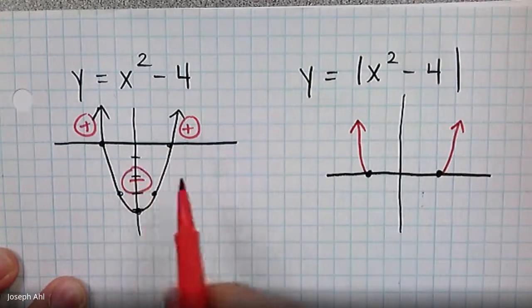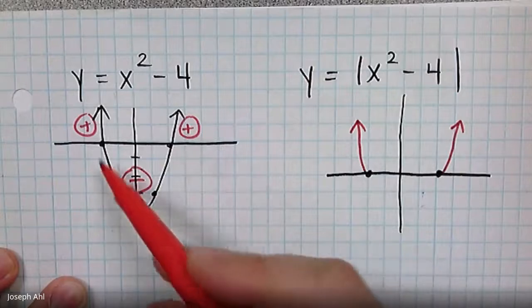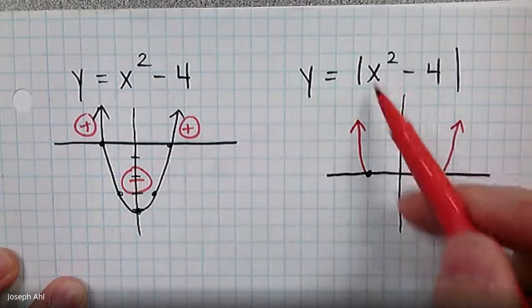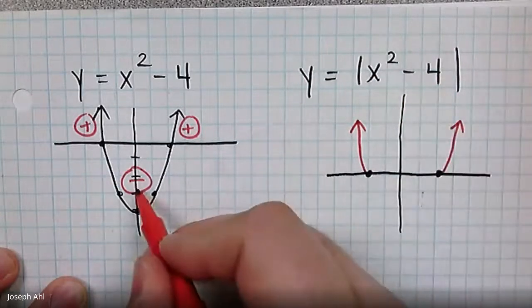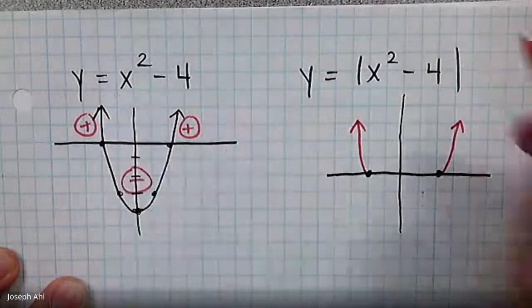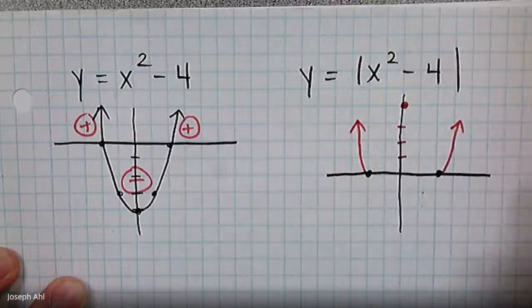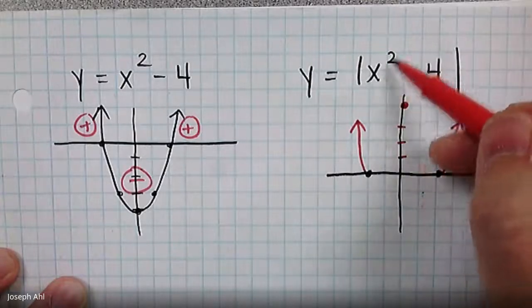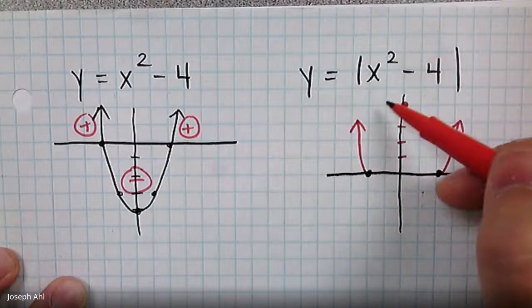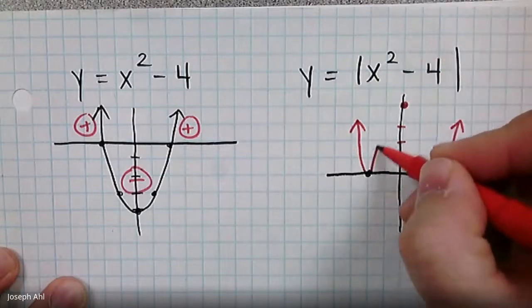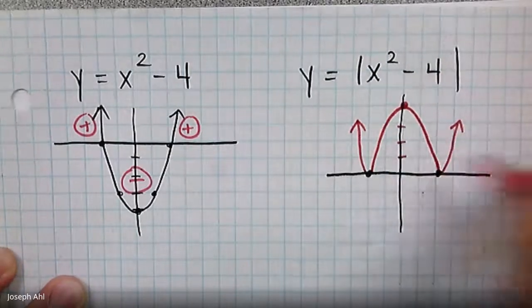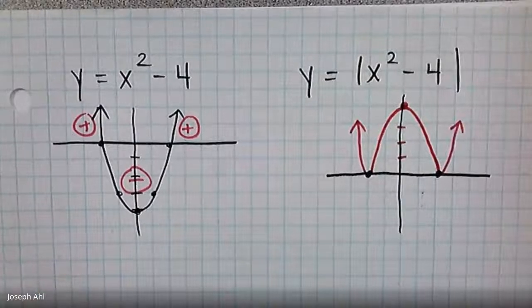But anything below the x-axis right now, where the entire graph is negative, when I take the absolute value of all those negative y values, they're going to become positive y values. So now that part at -4 flips up to +4. I mean, plug in 0. 0 squared minus 4 is -4. Absolute value of -4 is +4. So that whole part actually flips up. You get a W-shaped graph now.